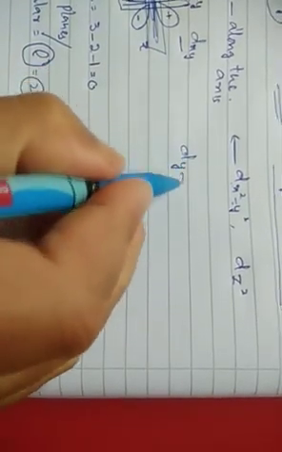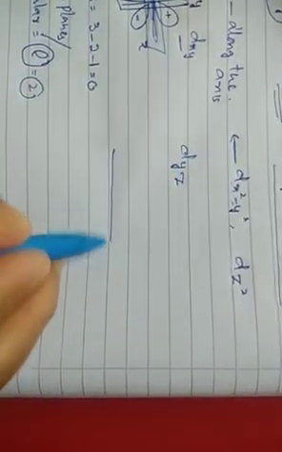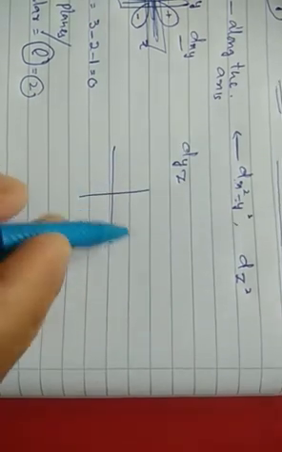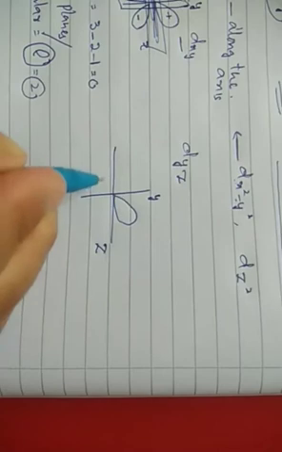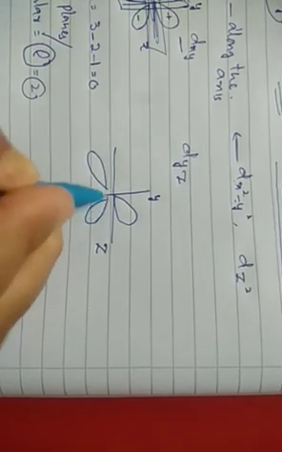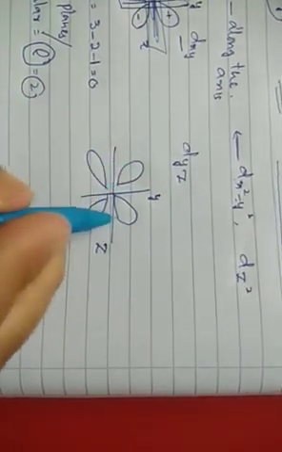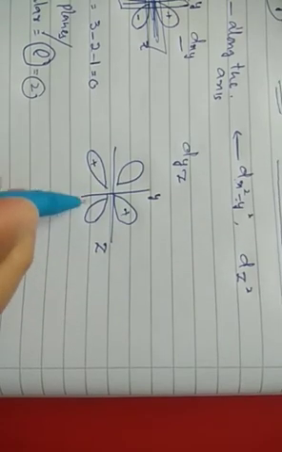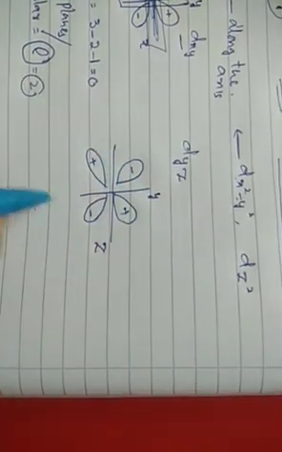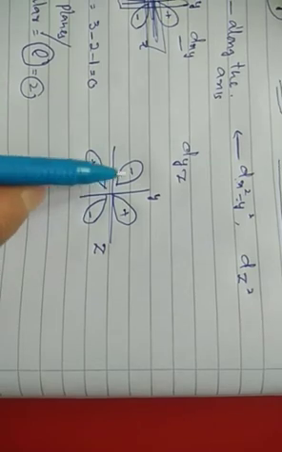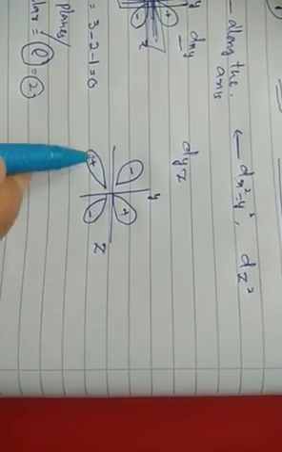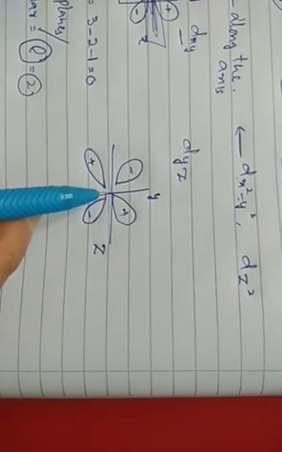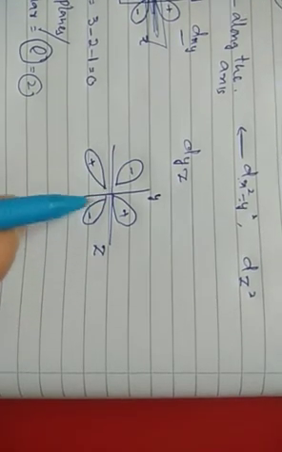Same is the case, you can draw dyz. You have to keep the axes y and z. So you take y, keep z, and then you keep the electron density here, and then the signs, plus sign, minus sign. So this is your dyz orbital. Electron density is located between y and z, and then it has, as usual, 2 nodal planes and no radial node.